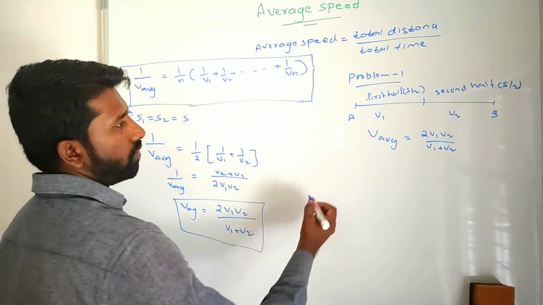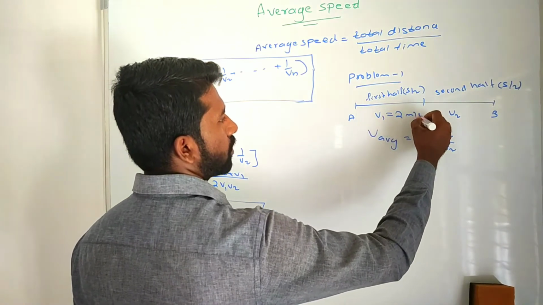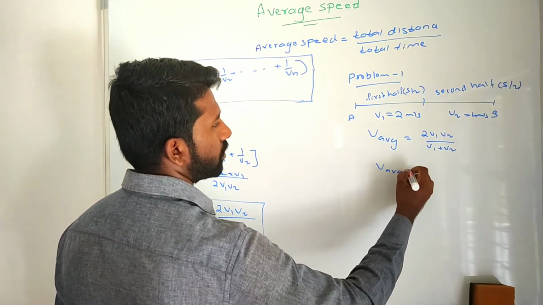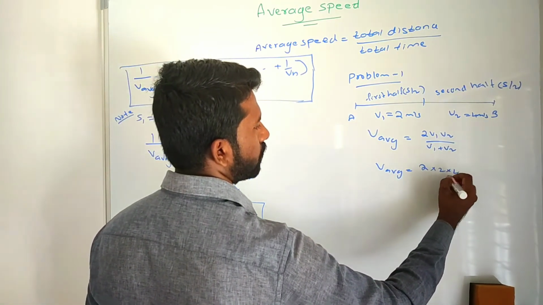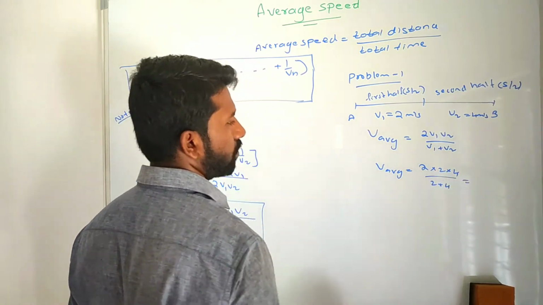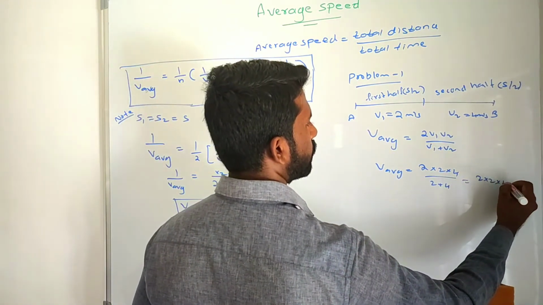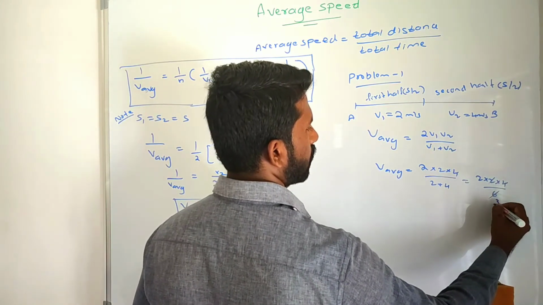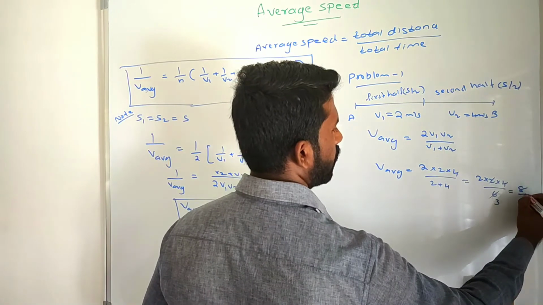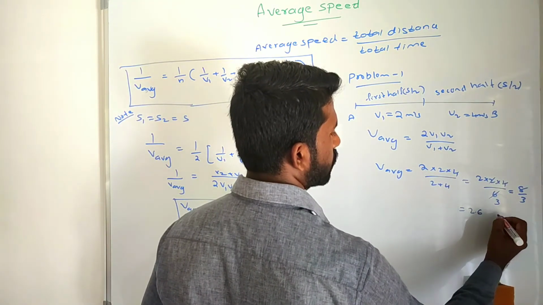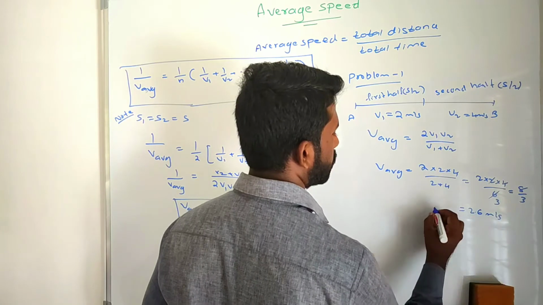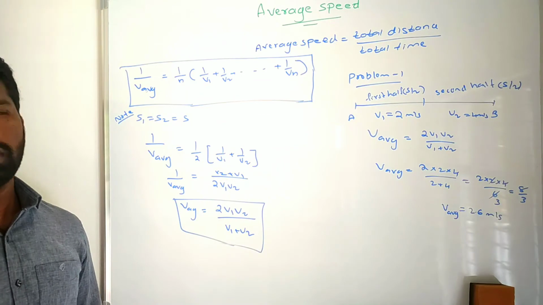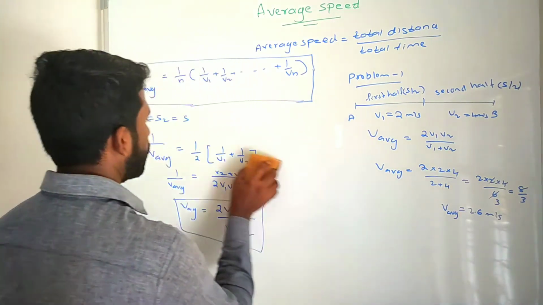If V1 is equal to 2 meter per second and V2 is equal to 4 meter per second, how can we solve? V average is equal to 2 into 2 into 4 divided by 2 plus 4, that is 2 into 4 divided by 6. Cancel 6 and 2, and you get 8 by 3, which is 2.666. So the average speed here is about 2.67 meter per second. Clear? This is one problem.